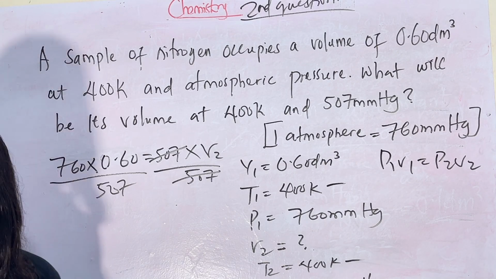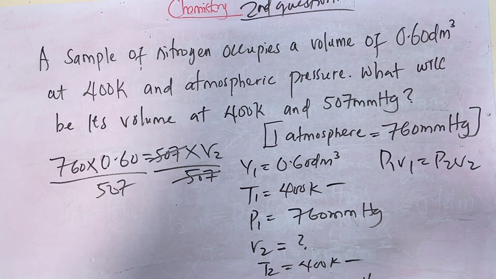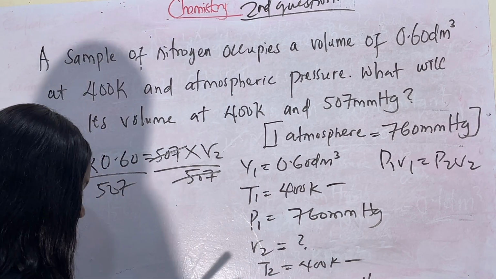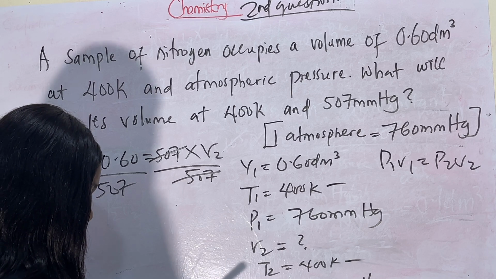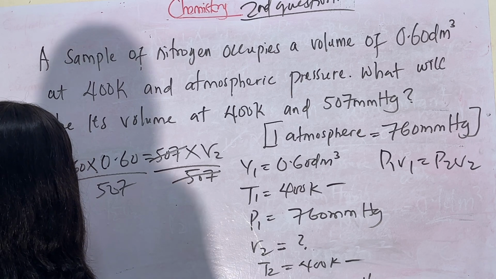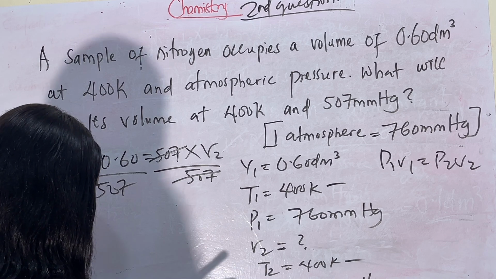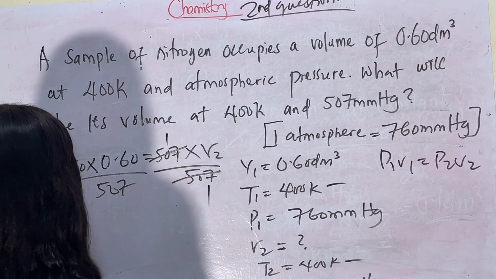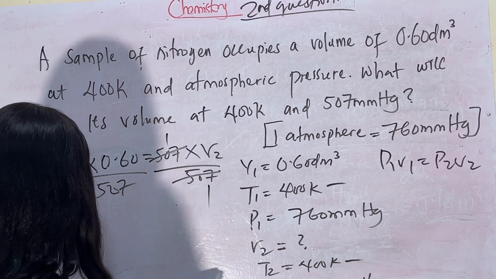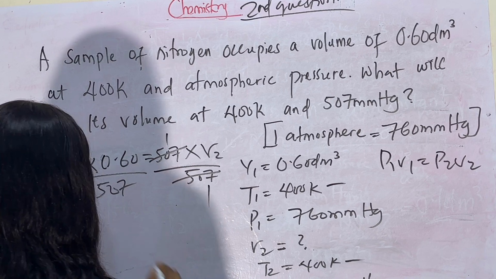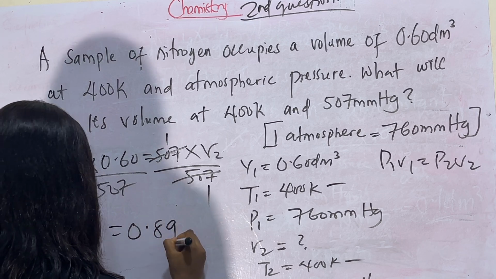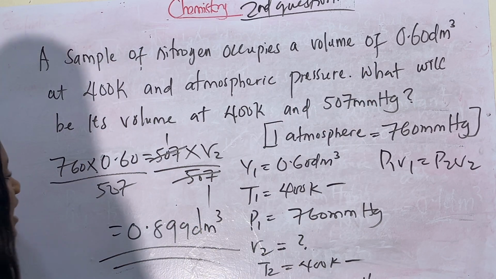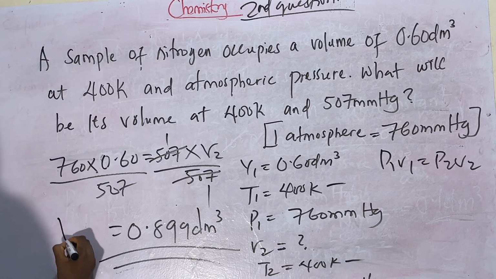So let's calculate this. Okay, a minute. All right. So here we are. We have 760 times 0.60 divided by 507. So we have 0.899. Our volume is in dm³, so this is going to be in dm³. All right. So this is what we have as our V2.